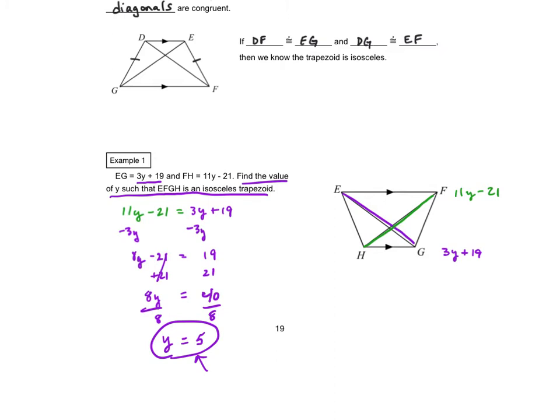And then we can even determine the diagonal length. They didn't ask us to do that, but we could say that EG is equal to 3y plus 19, which is equal to 3 times the value of y, which is 5, plus 19, or 15 plus 19, which is 34. So there you go, my diagonals are 34 units. Didn't ask me that, but we should be able to calculate that.